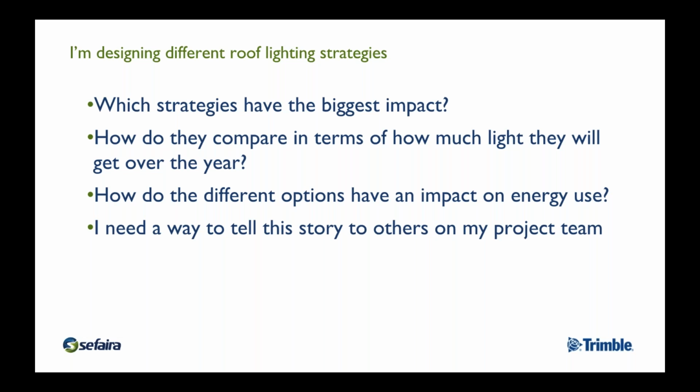So I'm looking at a building form, and it's got a big floor plate. It's a low-rise building. How could I consider different roof lighting strategies for my project? If I wanted to compare different strategies, which ones are going to have the biggest impact? How would they compare in terms of the amount of light that we get over the year? And again, thinking about the codes, standards and benchmarks that are used to compare different options down the track, how would we be likely to fare on those standards?